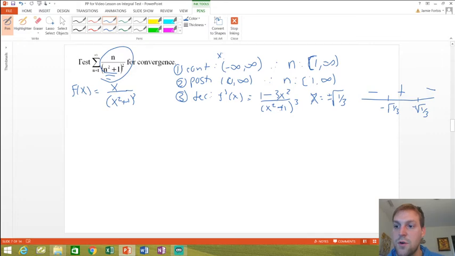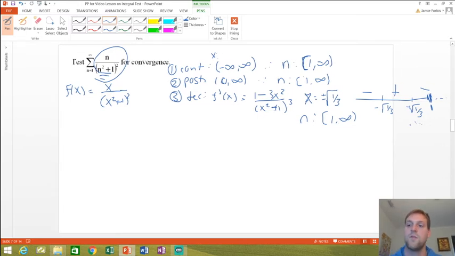Positive square root of 1/3 is just like point something, so 1 is right here. That means that for x, it's decreasing from positive square root of 1/3 on, but for n, it would be decreasing from 1 to infinity, because 1 is right here, and any point on from that is going to be decreasing. So, yay, we showed the three criteria.